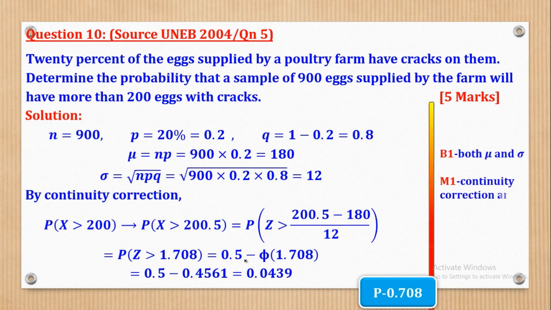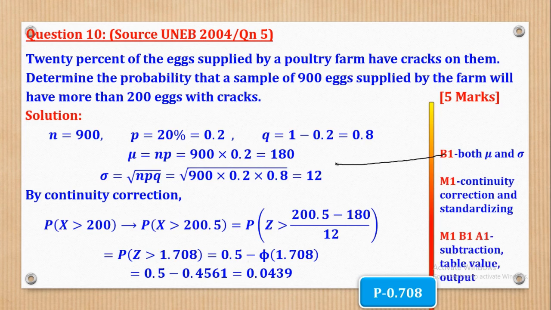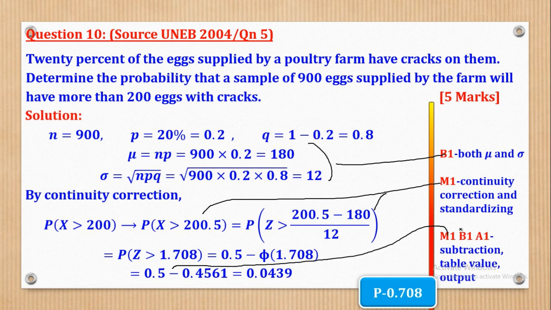Now let's see how marks can be awarded. B1 for both mean and standard deviation, M1 for continuity correction and standardizing, then M1 for this subtraction, B1 for reading this table value correctly, and A1 for the output after subtraction.